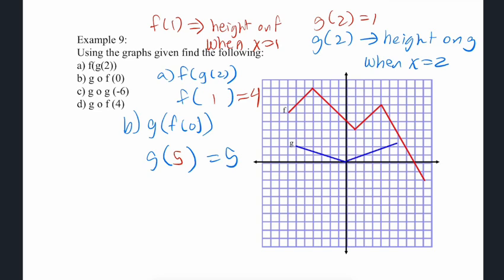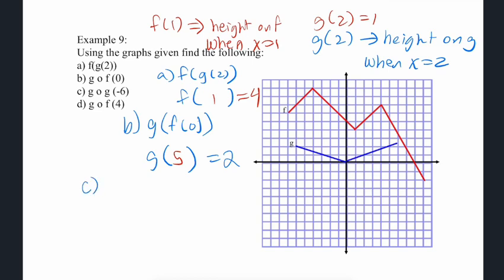Oh, that's why you guys looked at me like I was crazy. The g function is in blue. So let's go to the g function. We go to an x value of 5, 1, 2, 3, 4, 5 on the g function, which is 2. Sorry about that. I saw some blank faces there.